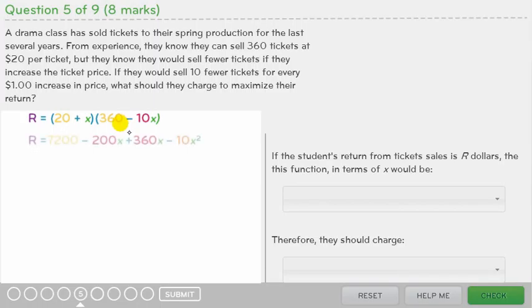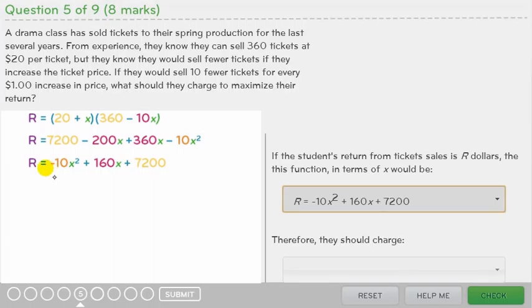20 times 360 gives us 7,200. 20 times negative 10 is negative 200x, plus 360x, and then x times negative 10x is negative 10x squared. Finally, gathering our like terms and putting it in descending order of powers, we have our function in general form, r is equal to negative 10x squared plus 160x plus 7,200.